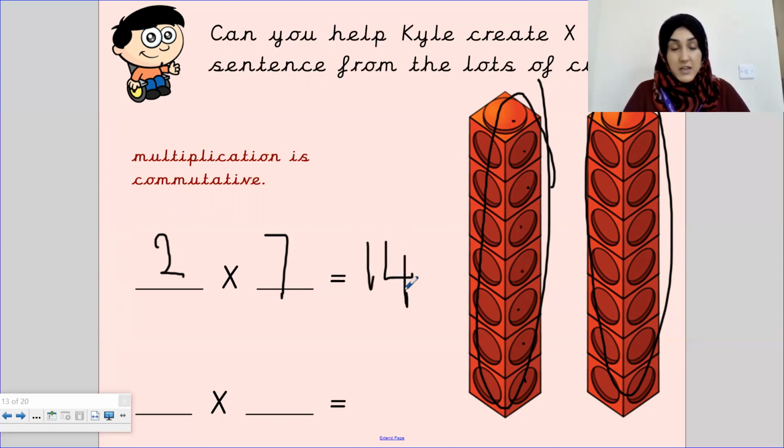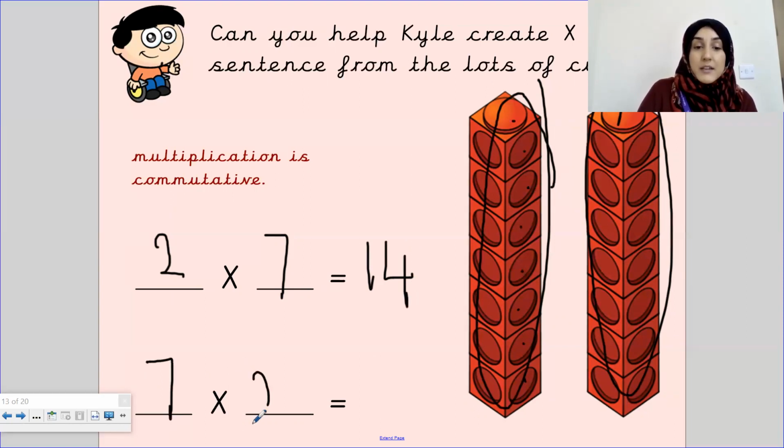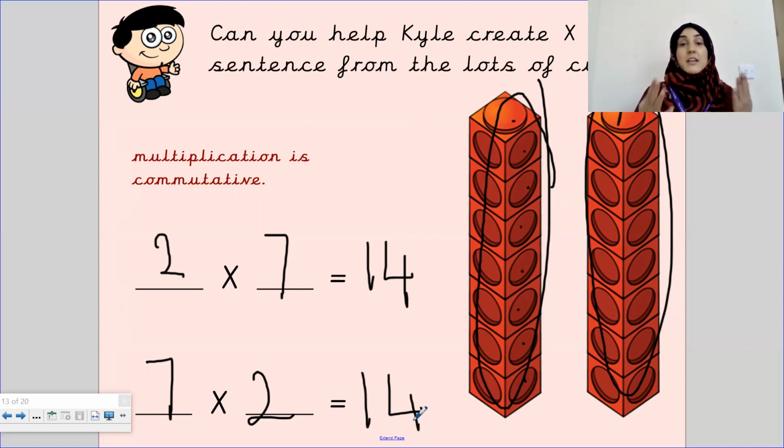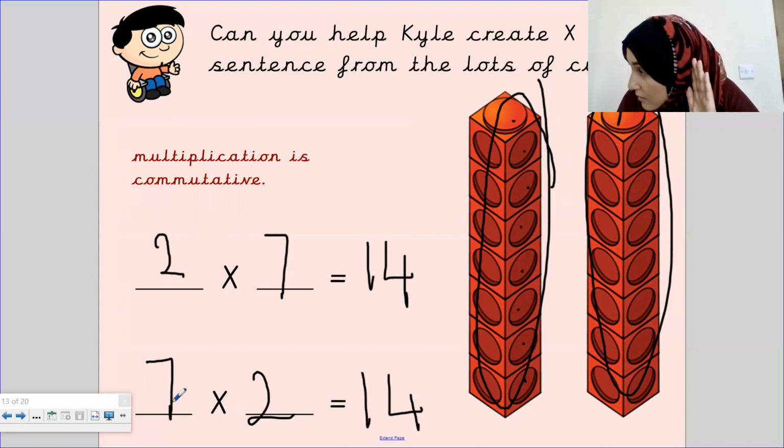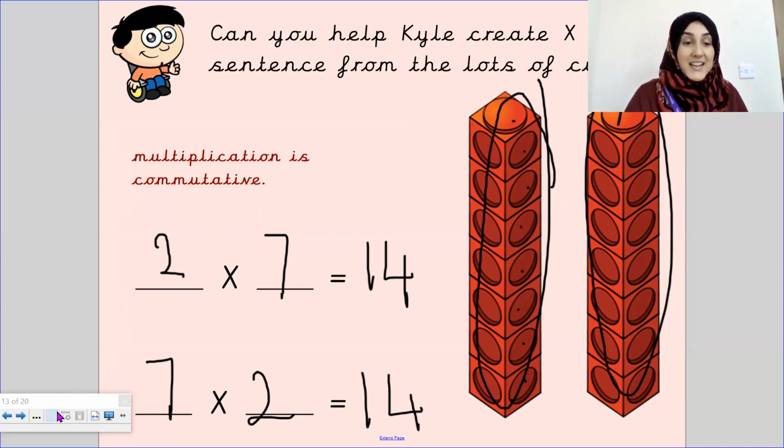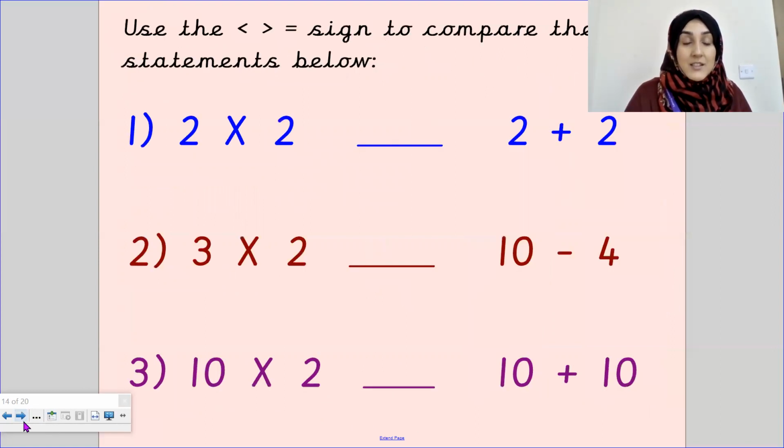Now, what is the other multiplication sentence we can write? Can you tell me? Well done. Fantastic. 7 multiplied by 2 also equals 14. And we know that because multiplication is commutative. Fantastic. Well done, Morris class.